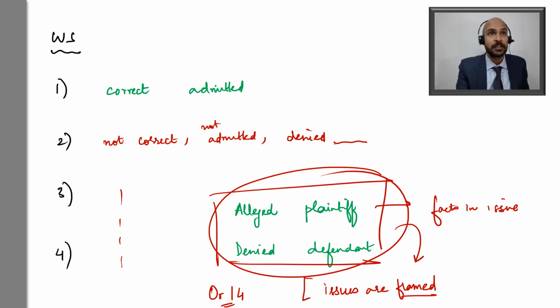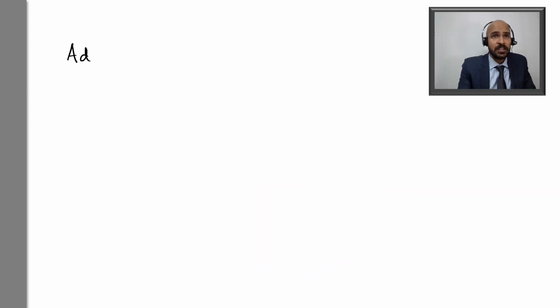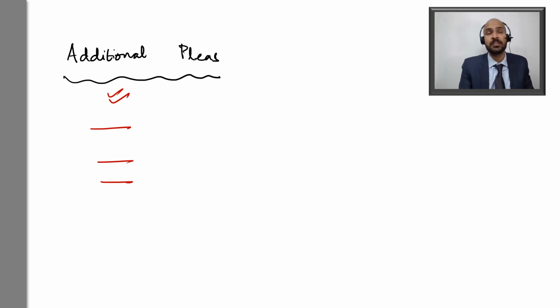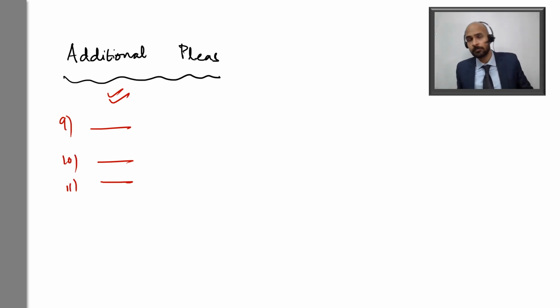So in the written statement, of course, he must first respond to what has been stated in the plaint, but in addition to that, he can also make some additional pleas. Okay, and these also have to be marked. Let's say the first 8 points were in response, then you can go ahead and mark these as 9, 10, 11, and so on.